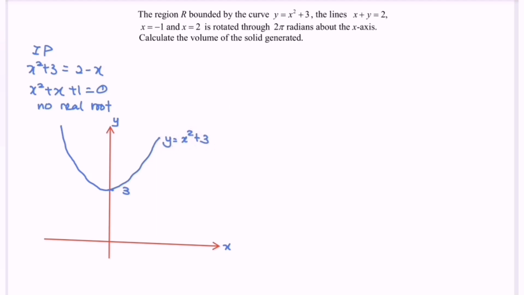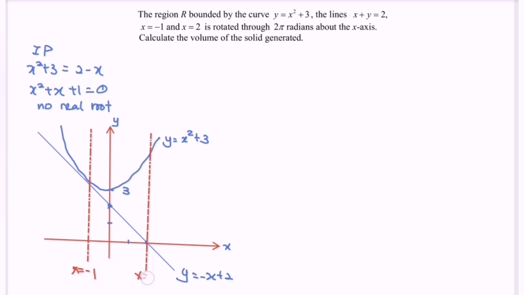Continue. x plus y equals to 2. If we substitute x is equals to 0, then we will have 2. Here we have the value 2. Continue. If y is equals to 0, x is equals to 2. So here we have 1 and then 2. Then continue. We have the function y is equals to negative x plus 2. Next, x equals to negative 1 and x equals to 2. So the region will be this part.